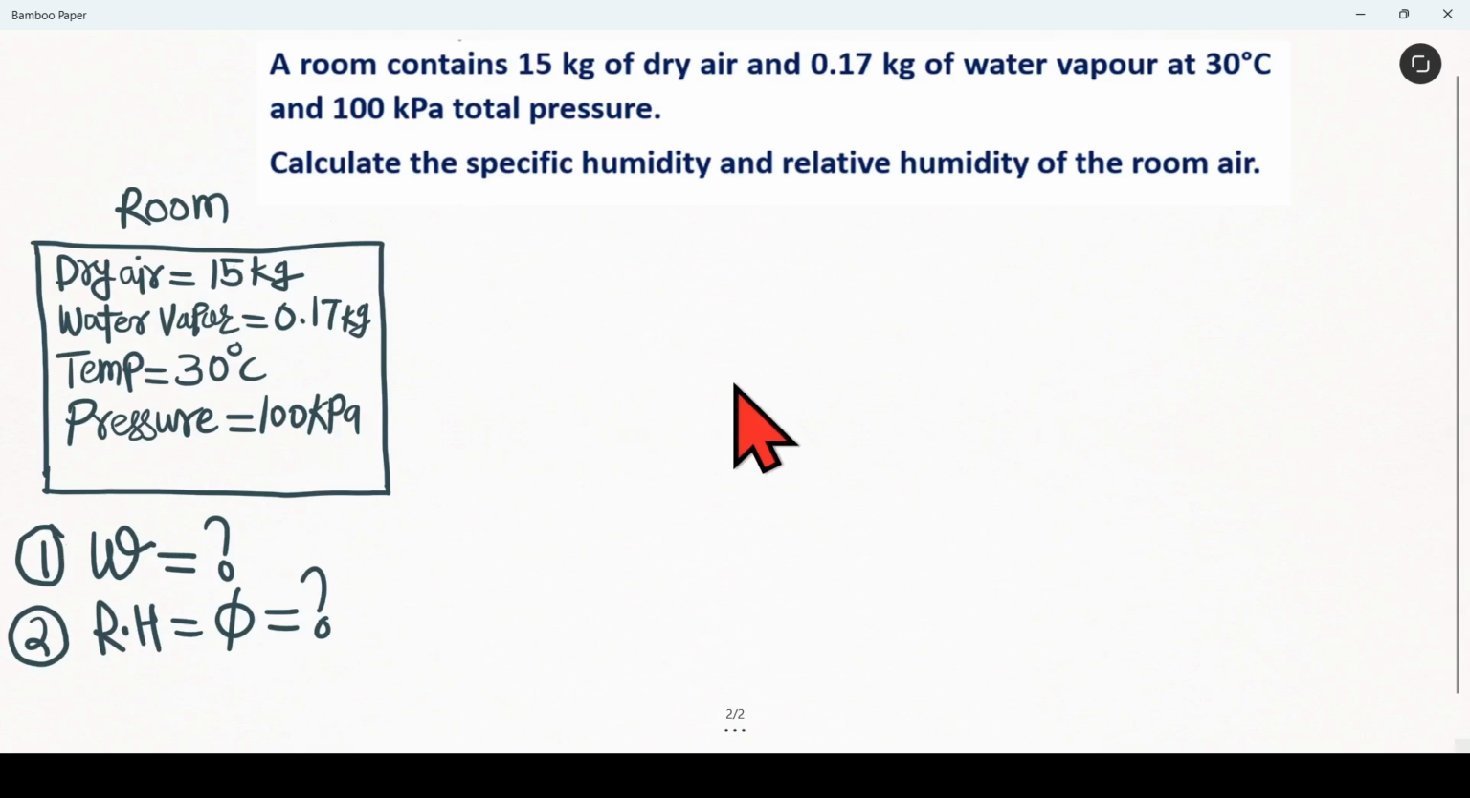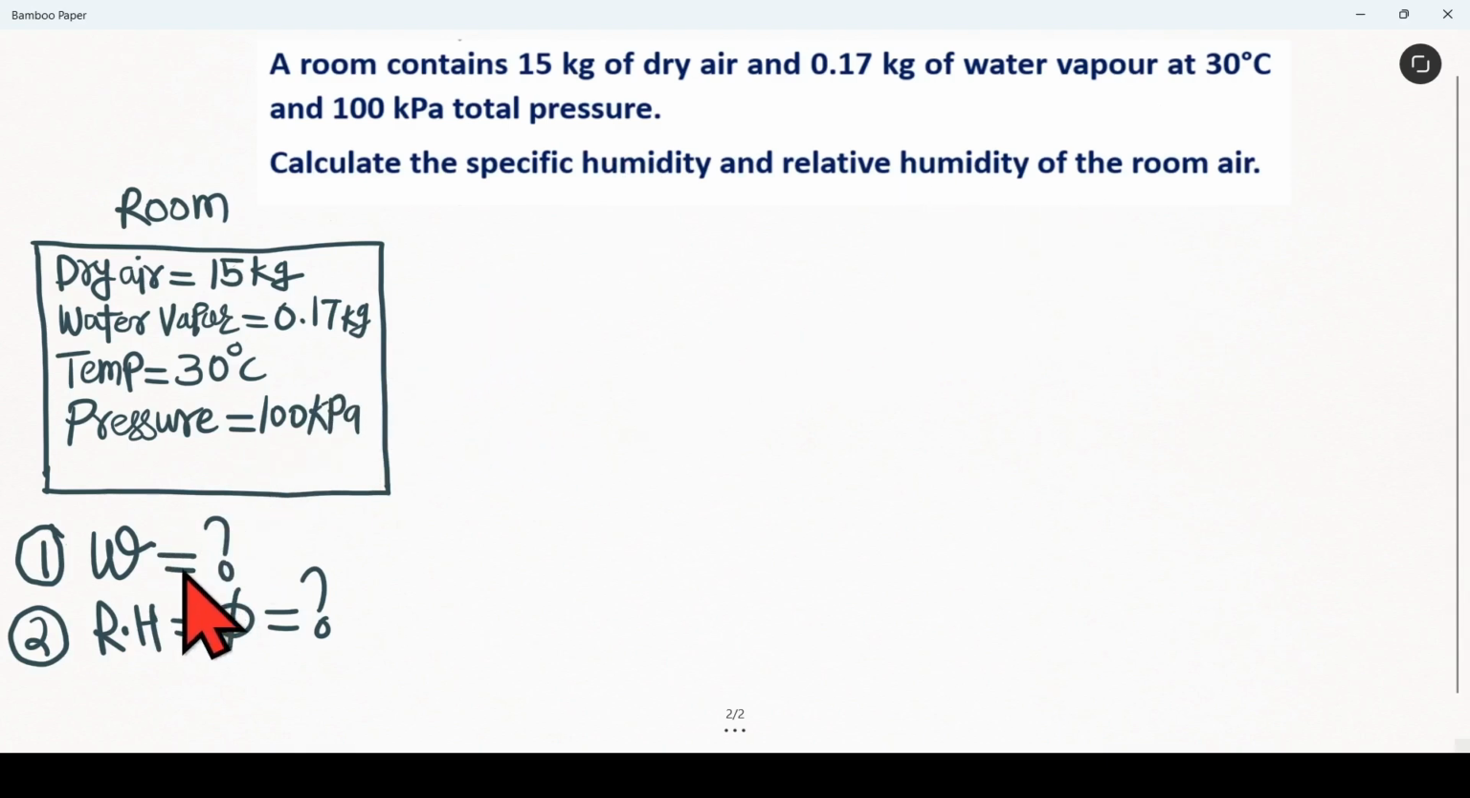Welcome to this video. In this video we have a numerical problem where we are going to calculate specific humidity and relative humidity of the room air. This room contains mass of dry air equal to 15 kg, and mass of water vapor equal to 0.17 kg. The room air is at temperature 30 degrees Celsius and has a total pressure of 100 kilopascal. We are going to calculate specific humidity and relative humidity of the room air.